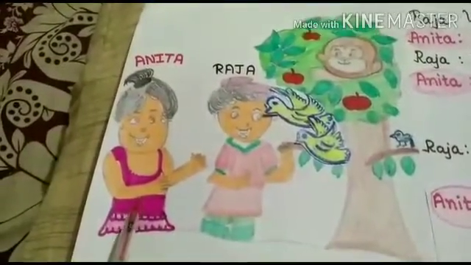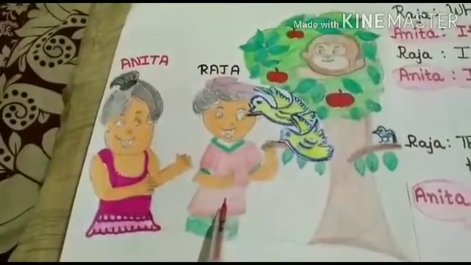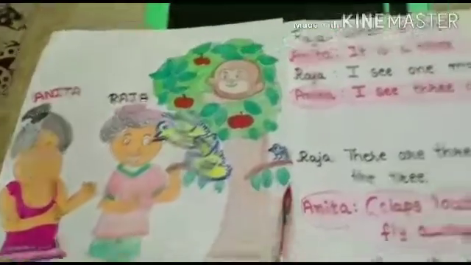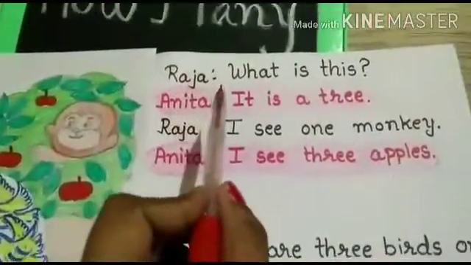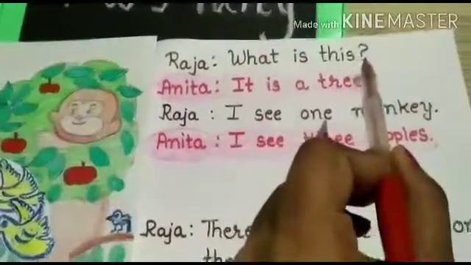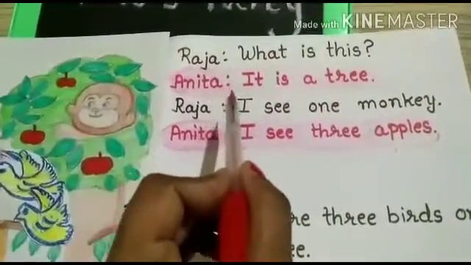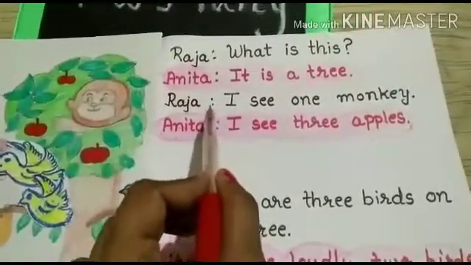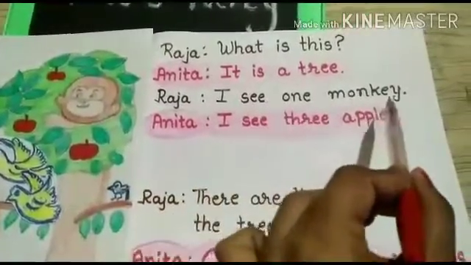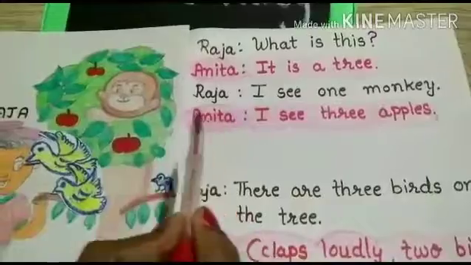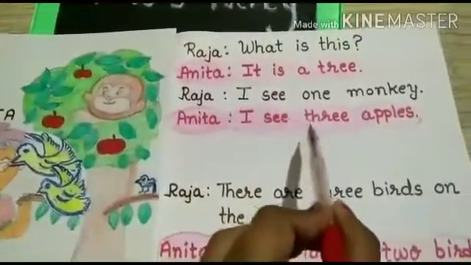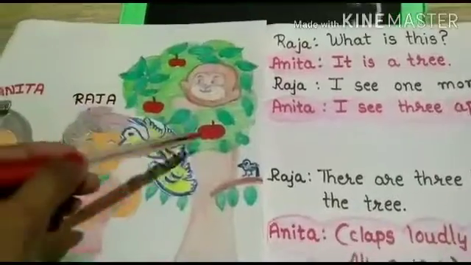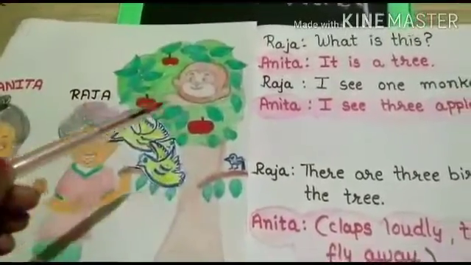She is Anita. He is Raja. They are standing near the tree. Raja asked, "What is this?" Anita replied, "It is a tree." Raja says, "I see one monkey." Anita sees 3 apples. Let's count with me. 1, 2, 3. There are 3 apples on the tree.